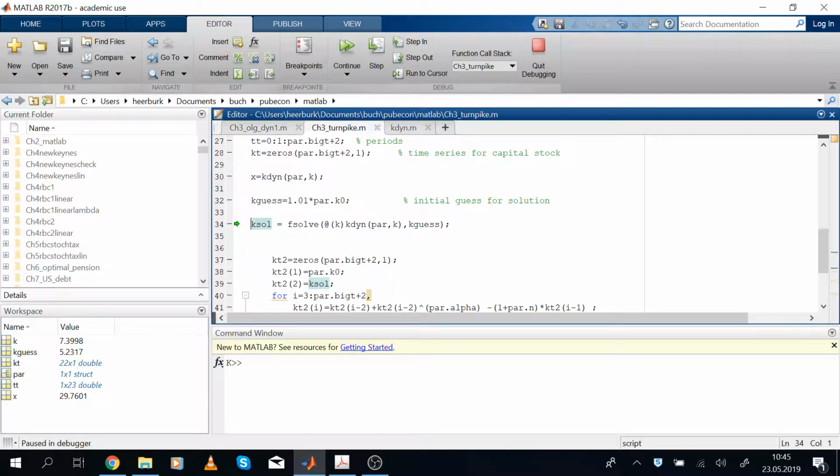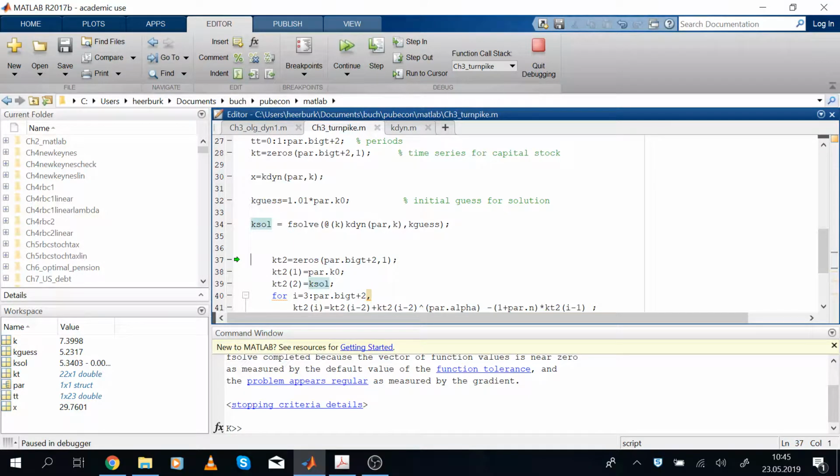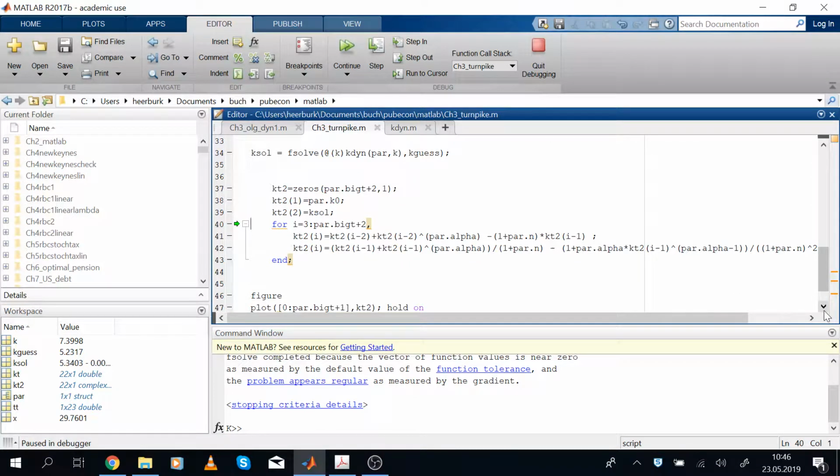So now Matlab knows it has to find a value of k so that k-dyn is equal to 0 for given exogenous parameter par. The solution is transferred to the variable k-sol, for k-solution. So let's compute this, and k-sol is equal to 5.34 in our case. Now let's go through the rest of the computation. We have given the value k0 and k1, and now we need to compute the remaining values k2, k3, and so on.